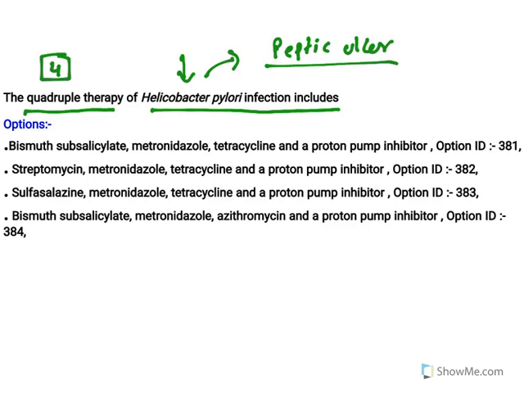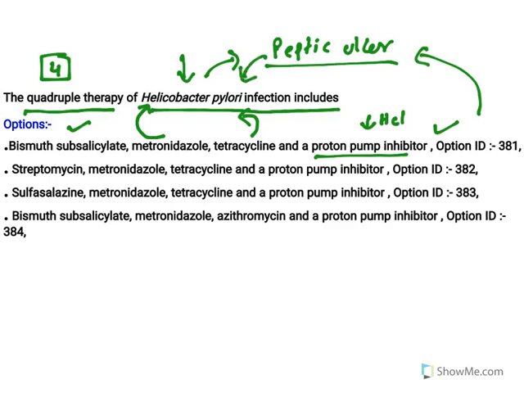Now, bismuth subsalicylate is an ulcer protective agent. It forms a coat over the ulcer and tries to control the aggression of acid and heals the ulcer. Now, metronidazole is an antibiotic which is acting against this Helicobacter pylori. Again, tetracycline is also a protein synthesis inhibitor which is acting against Helicobacter pylori. And proton pump inhibitor will reduce hydrochloric acid. So this is the best combination to treat peptic ulcer caused by Helicobacter pylori.